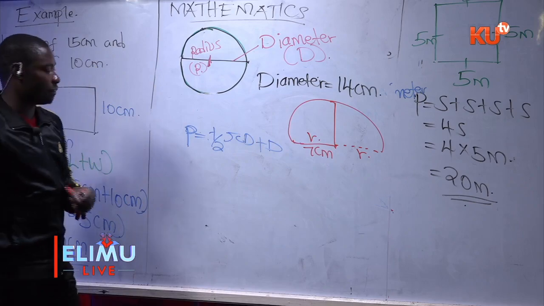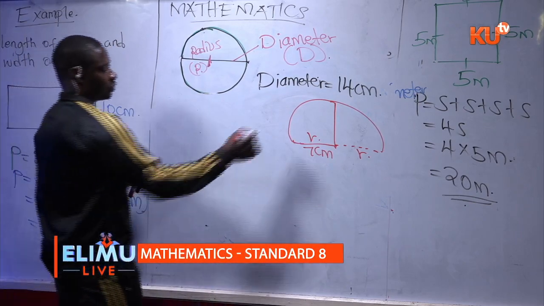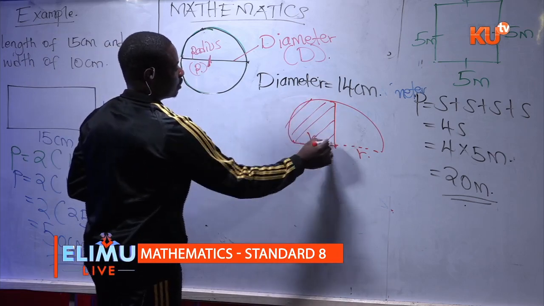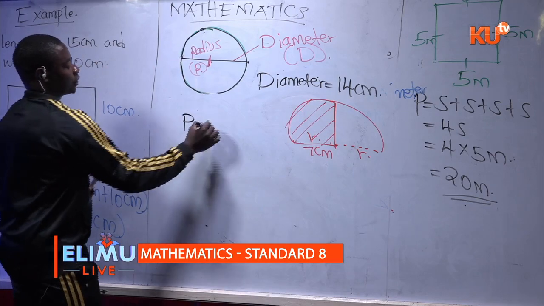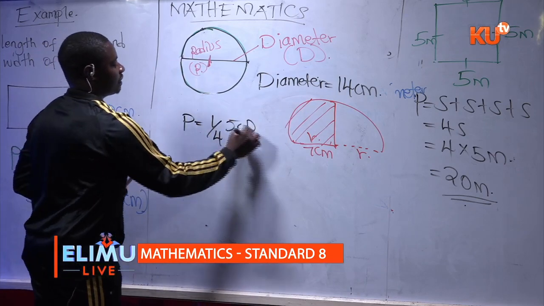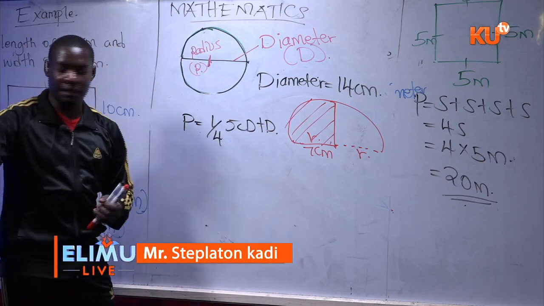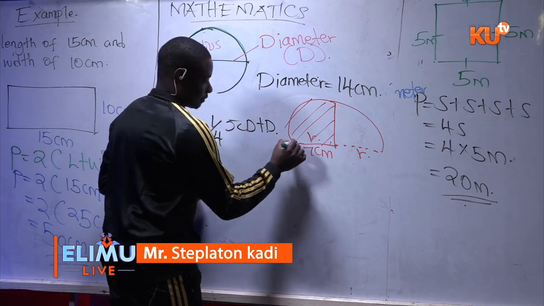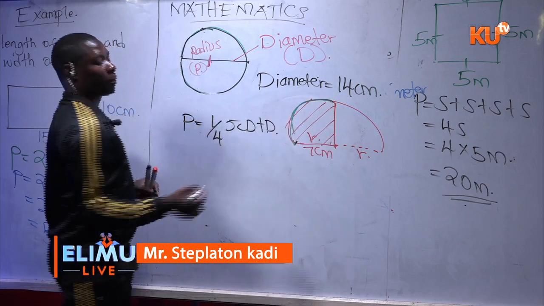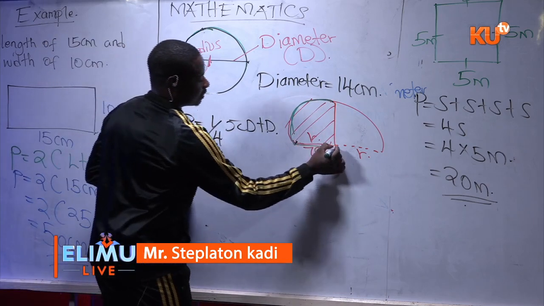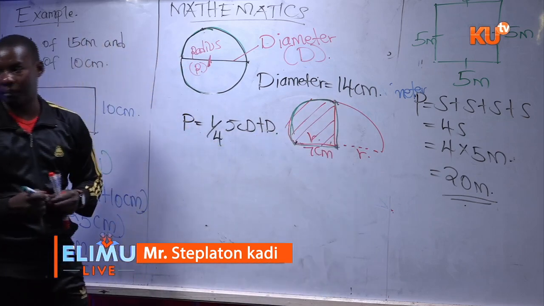So this is radius because it is half. So if I have to find the perimeter of this quarter circle, the perimeter is equal to a quarter pi d plus d. Why am I adding d? Because I will add this part. This is a quarter pi d. So plus d, because this is r plus r. So r and r gives me d. That's why I am adding d.